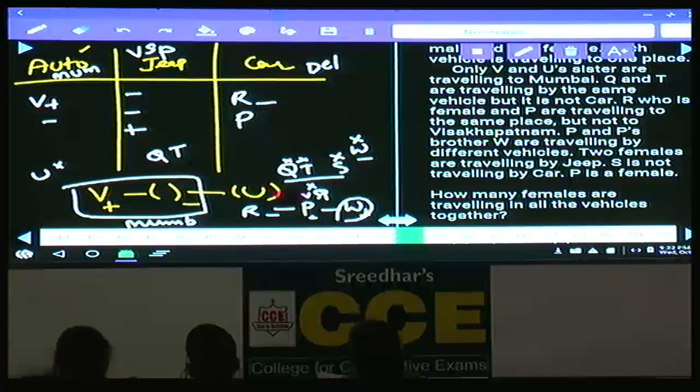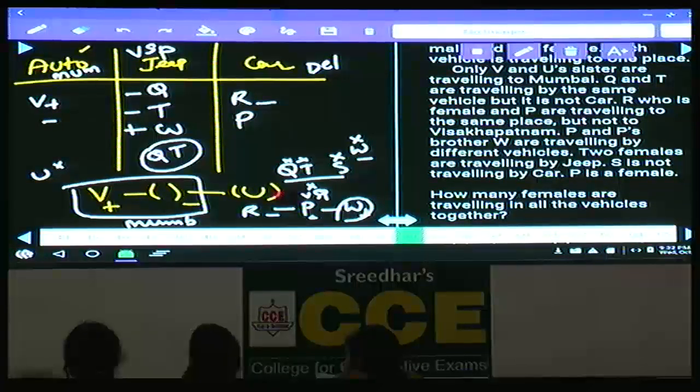Hence what is the gender of this W? Male. As W is a male, now this Q is a female, T is a female. Done with this? Because Q and T are traveling by jeep only. And both these 2 persons, because one male and these 2 are the females. R, P were done. Then next one, P and P's brother W are traveling by different vehicles. 2 females are traveling by jeep.